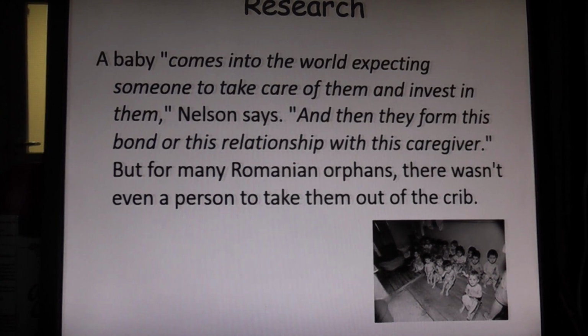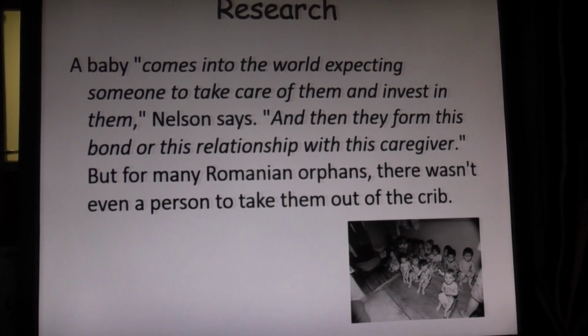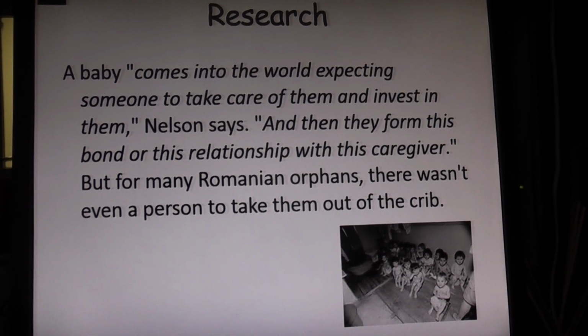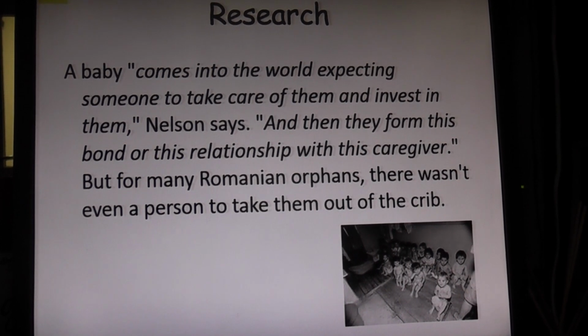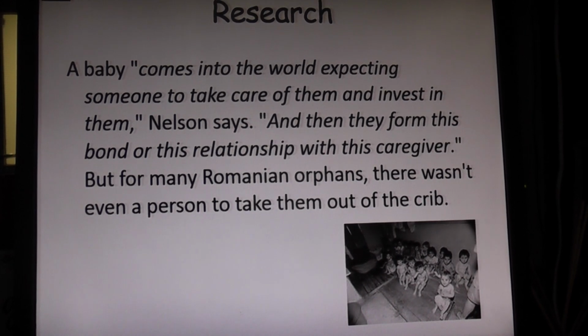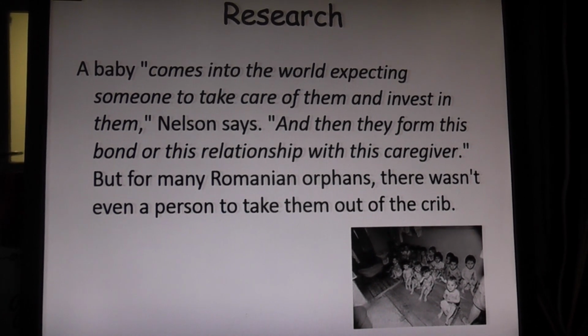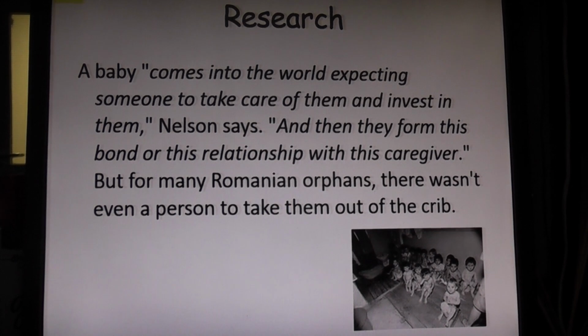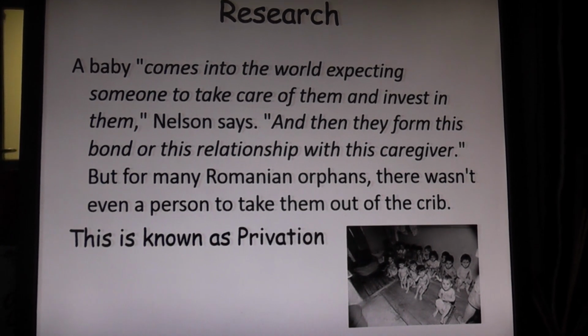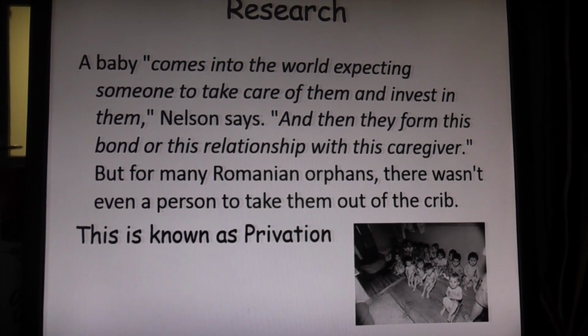So, in terms of research to support this, Nelson states that a baby comes into the world expecting someone to take care of them and invest in them, and they form this bond or relationship with the caregiver. But for the Romanian orphans, there wasn't even anybody to look after them. Therefore, they've not had this initial bond. Therefore, they've missed out on forming any attachments in the critical period, and this is known as privation. This is when someone has failed to form an attachment.